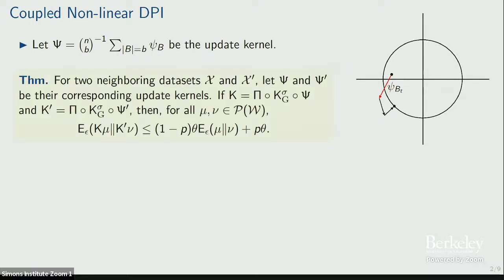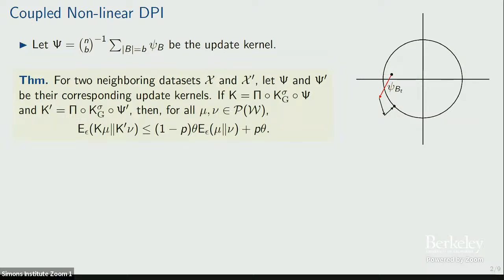Okay, so as I have already pointed out, the key technical result, or the important piece that comes somehow from the information theory realm, is the following. If we have two neighboring data sets, X and X prime, and we let psi and psi prime be the updated steps, these ones, the red ones that I have here, then we define this K, which is gonna be one step of DPSGD using X. And then we define K prime, which is the update of DPSGD using X prime. And we have the following inequality. The E_gamma or hockey stick divergence between K mu and K prime mu is gonna be less or equal than (1 - P theta) times the hockey stick of mu and nu, plus P theta. Now we call it a coupled nonlinear DPI. I mean, nonlinear is pretty obvious because you have this part here, the P theta, that it is adding afterwards.